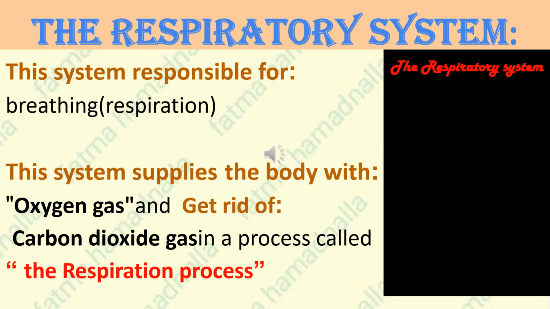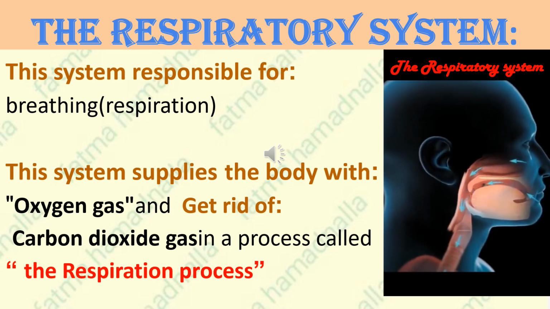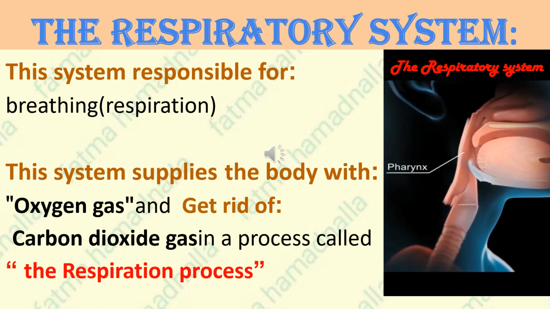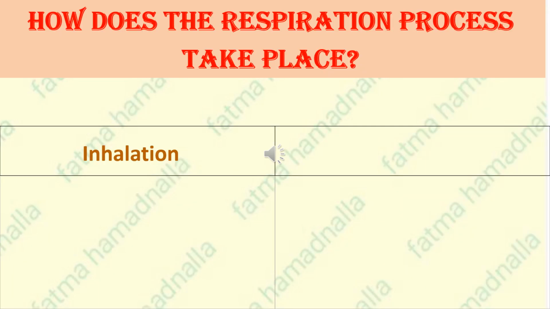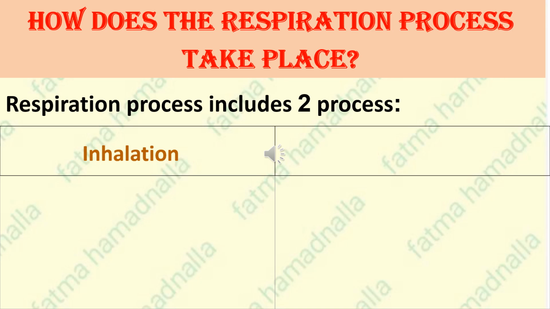In the last video, we talked about the respiratory system. Now we will continue our discussion about the respiratory system to understand how the respiration process takes place. The respiration process includes two processes, inhalation and exhalation. Okay, what happens in the inhalation process and exhalation process?